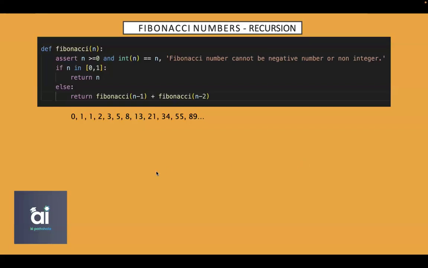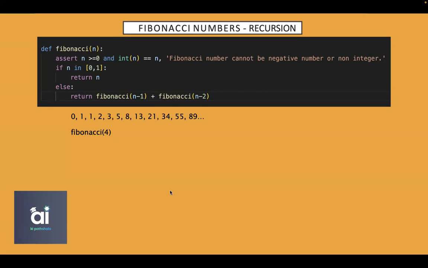So if we call this Fibonacci function with a parameter of 4, the function first goes to the first line over here. It checks the first condition. We see that 4 is greater than 0 and 4 is an integer number. Then it continues to the next condition over here. Here we see that 4 is not 0 and 4 is not 1, which means that the function will go to the else condition over here.